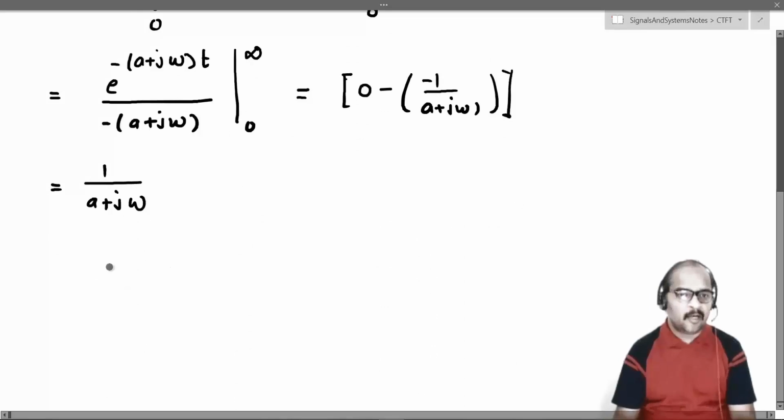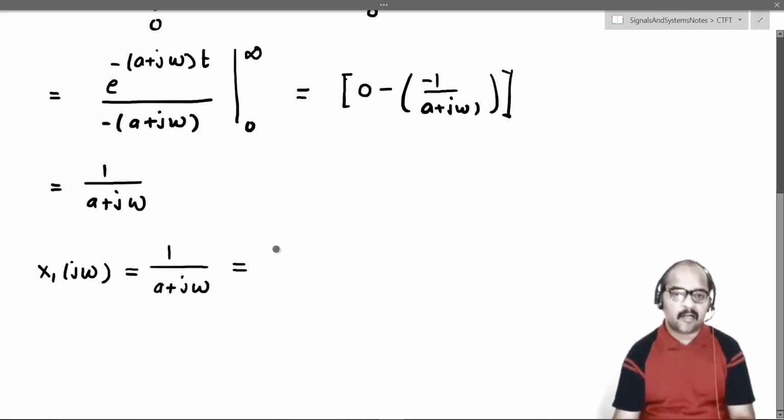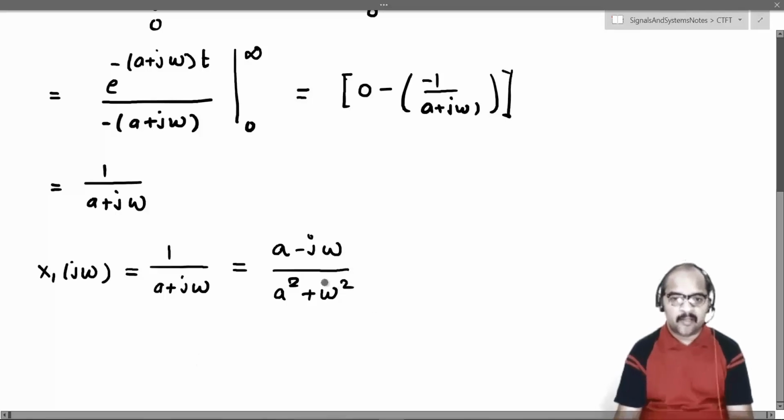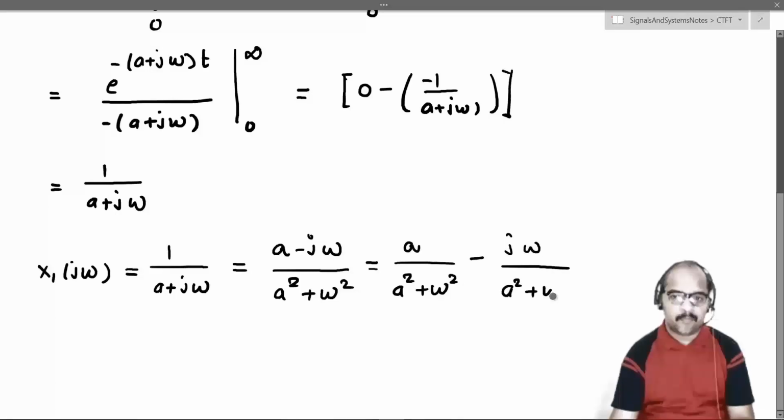Okay, so again note that this is our x1 of j omega. So x1 of j omega we got to be how much? 1 by a plus j omega. So this can be written as what here? If you multiply and divide with a minus j omega, you will get a minus j omega divided by a squared plus omega squared. Correct. So if you multiply and divide with a minus j omega, you will get a minus j omega by a squared plus omega squared, which is nothing but a by a squared plus omega squared minus j omega divided by a squared plus omega squared.